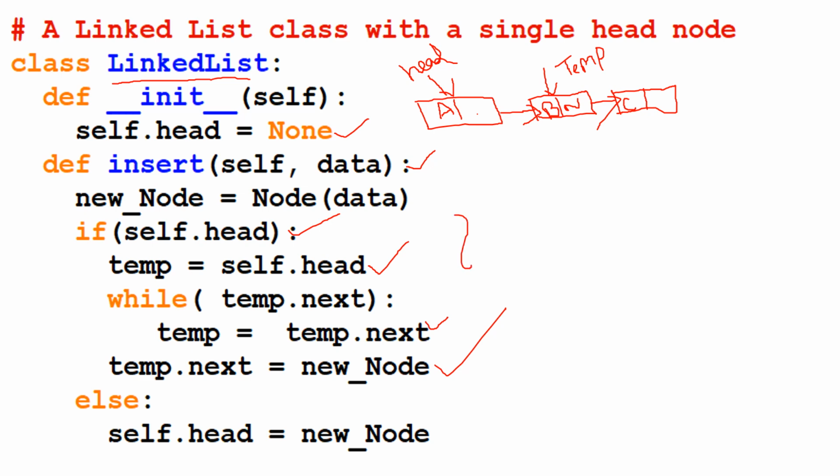If there is a self dot head, we go through all these steps. That means if there is a first node, we go through the steps. If there are no elements in the linked list, make that new node the first node. That is the meaning of this last step. Else, create a new node as the head. So this is exactly how to create a linked list. Now you understand?